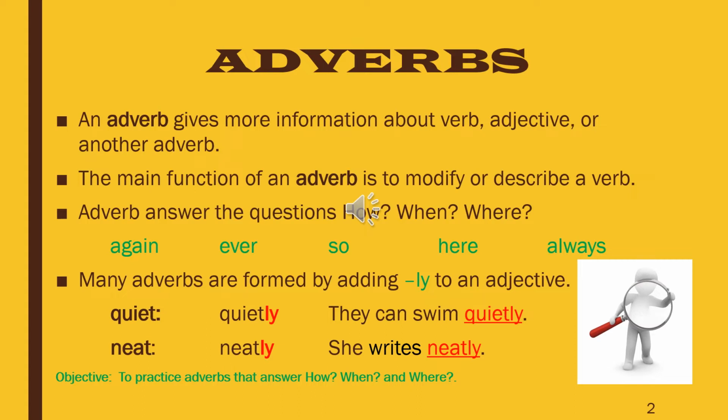Now, the next adverb that we have is neat. Neat is the adjective, and when you add ly, you're going to have an adverb, neatly. She writes neatly. The words that are underlined are the adverbs. Quietly, neatly. Okay? And they give us more information about the verbs. Keep it in your minds, and let's go to page number 3.